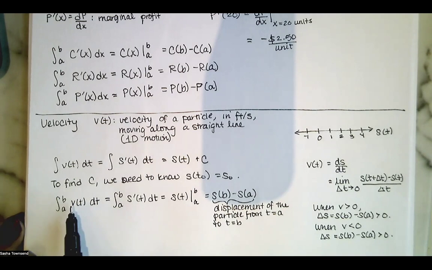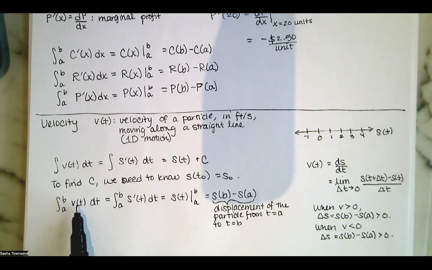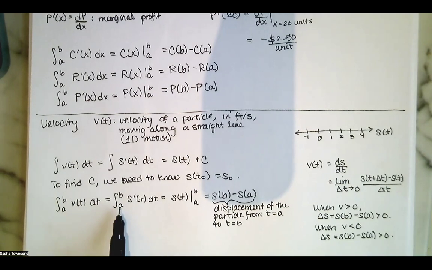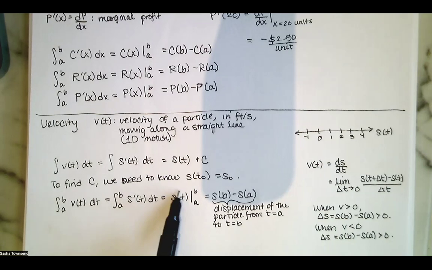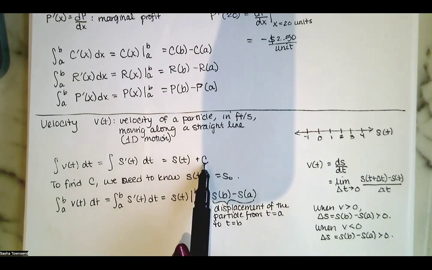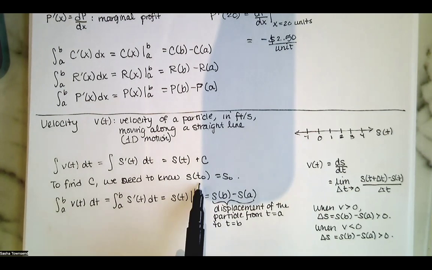Okay, so we've got this velocity, the integral of v of t as the integral from a to b of s prime of t, so the derivative of position. When we compute the antiderivative, we get a function that's almost a position function, but it might be off by a constant. We don't know what that constant is. But when we substitute b and a, we're subtracting that constant anyway, so we're still able to get the displacement.